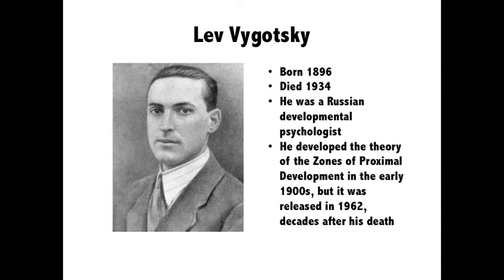The developmental theory that we will be looking at today was thought up by Lev Vygotsky. Who was Lev Vygotsky? Well, he was born in 1896 and he died in 1934. He was a Russian developmental psychologist. Although his theory of the zone of proximal development wasn't popular until 1962, it was actually conceived in the early 1900s.